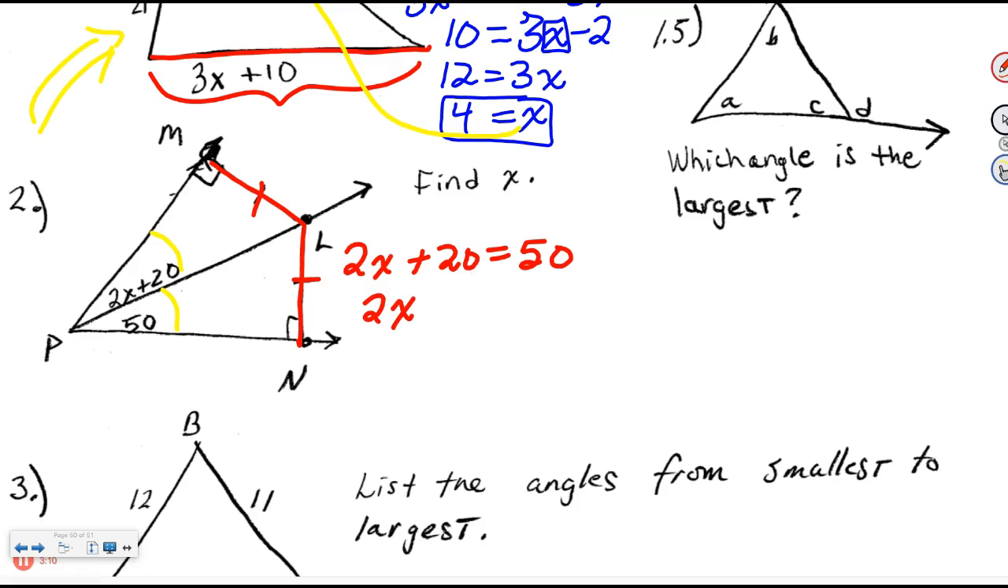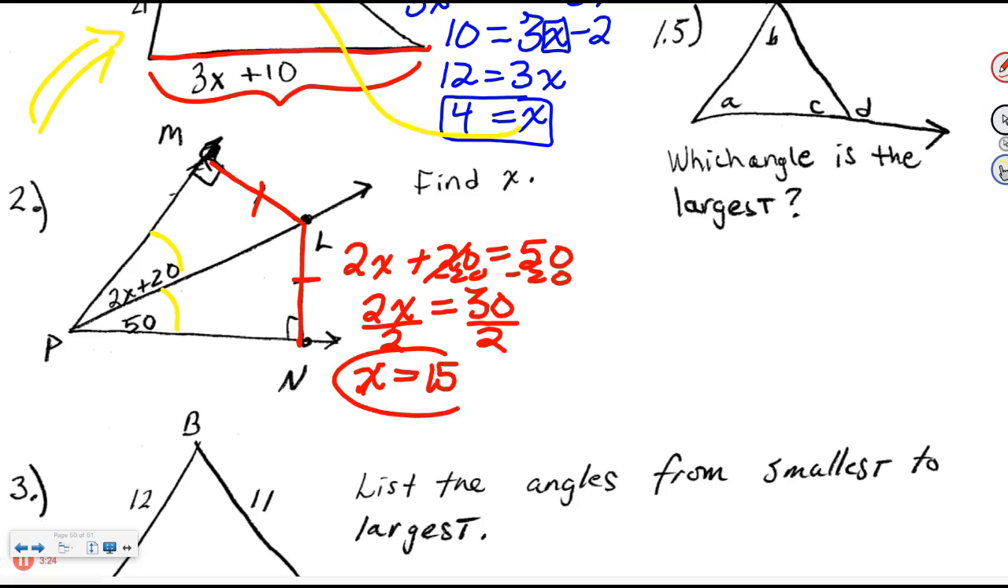Subtract the 20 from both sides. So be gone here, and you have 30 over here. Divide both sides by 2. And the answer is x equals 15. And again, just like yesterday, always make sure that you're done with the question asked. What did it ask me to do? Find x. What have I circled? X. If it said to find the angle measure, I'd go plug it back in.